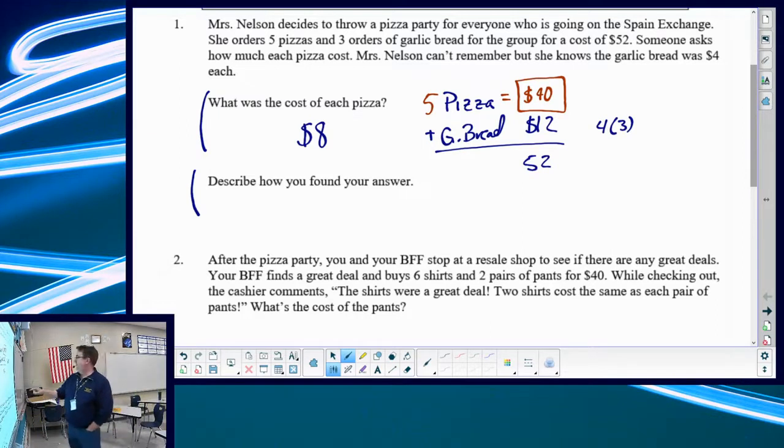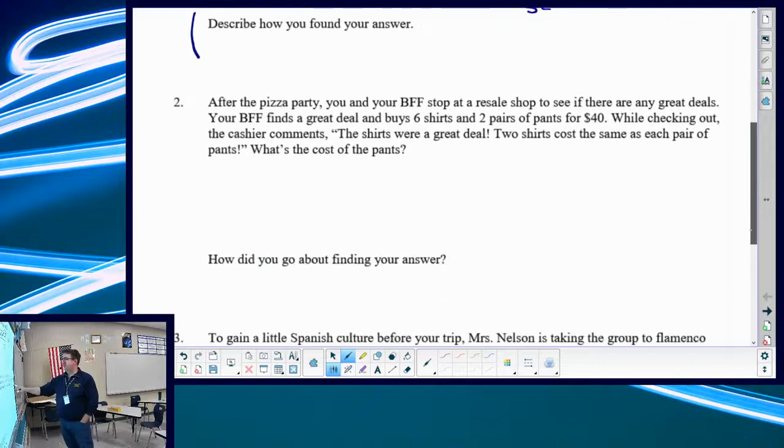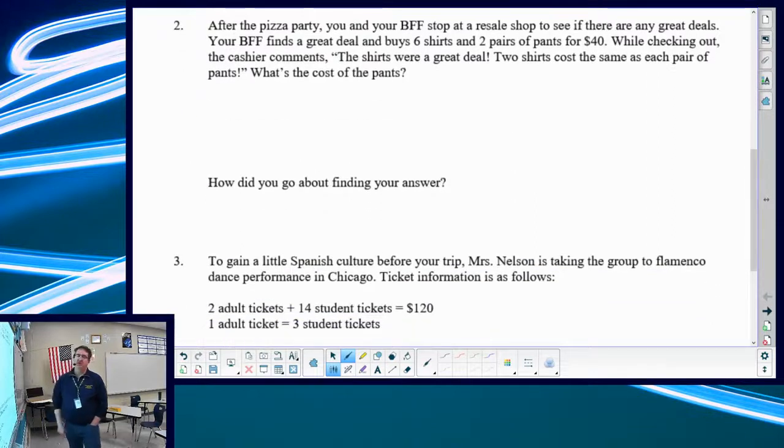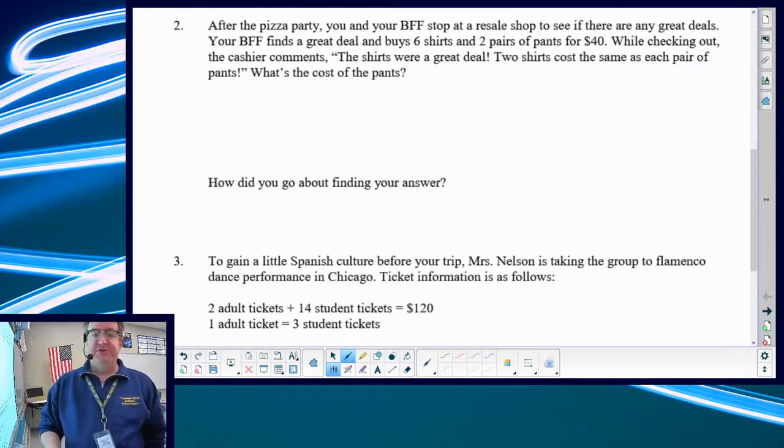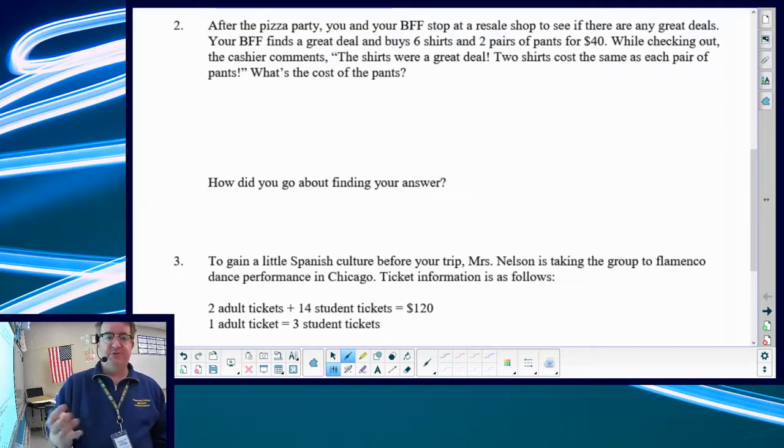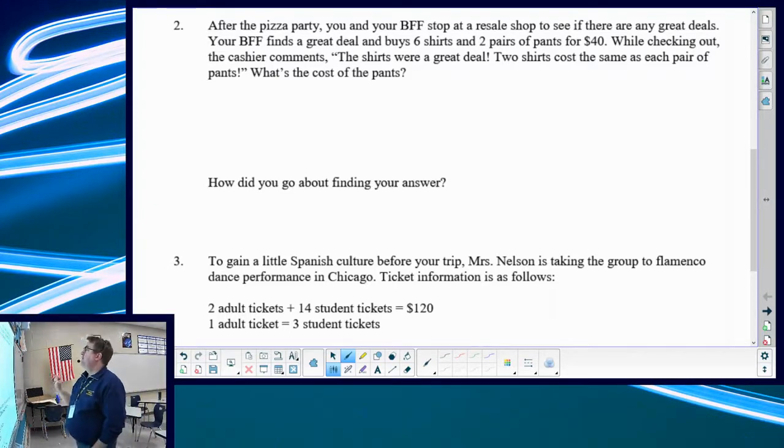Same thing down here. After the pizza party, you and your best friend go to a resale shop to see if there's any good clothes. Your BFF ends up buying 6 shirts and 2 pairs of pants for $40. The cashier says, wow, that's an amazing deal. You can get 2 shirts for the price of a pair of pants. Now, knowing that they spent $40 total, how much are the shirts and the pants?